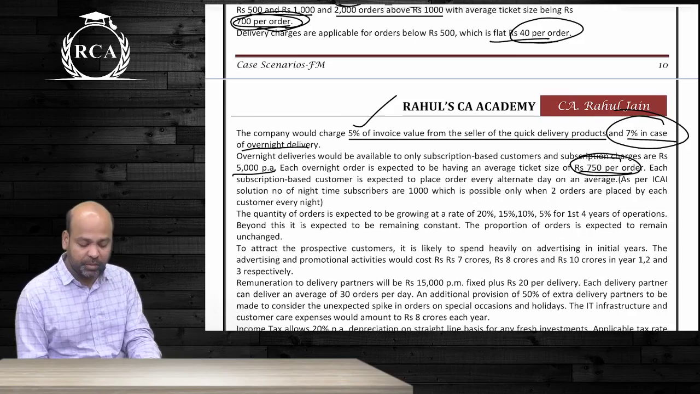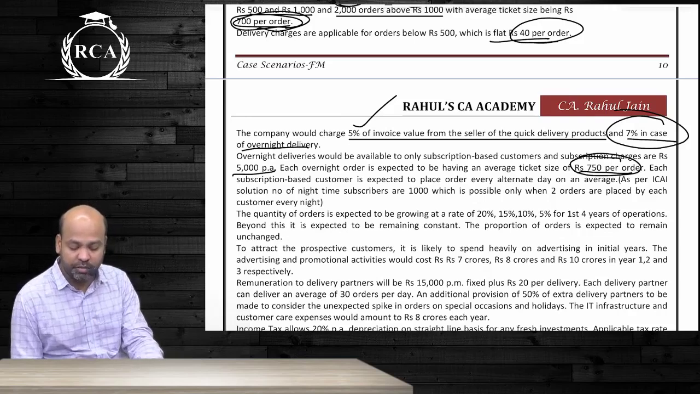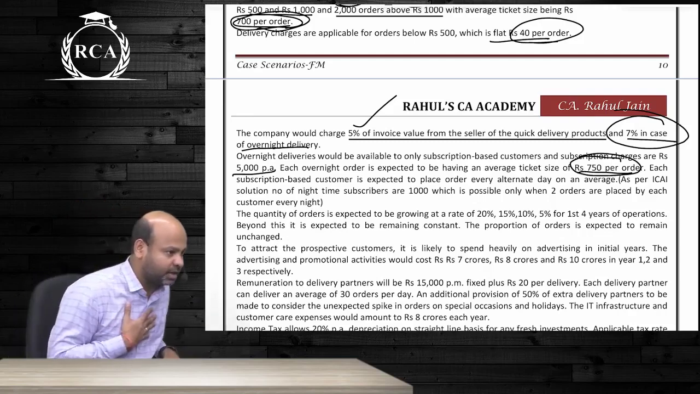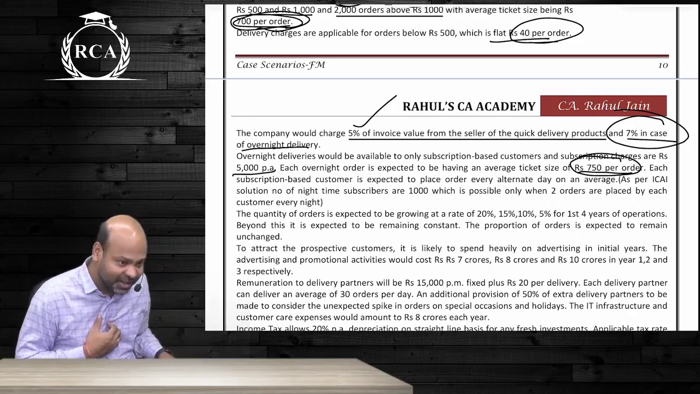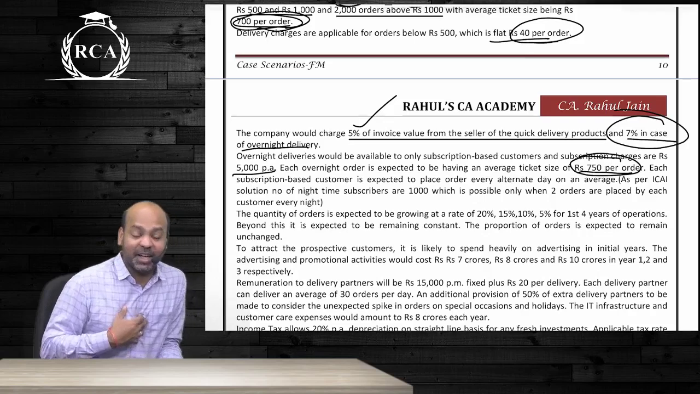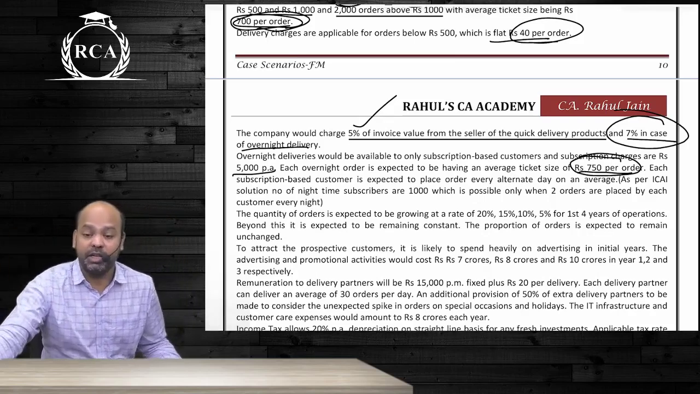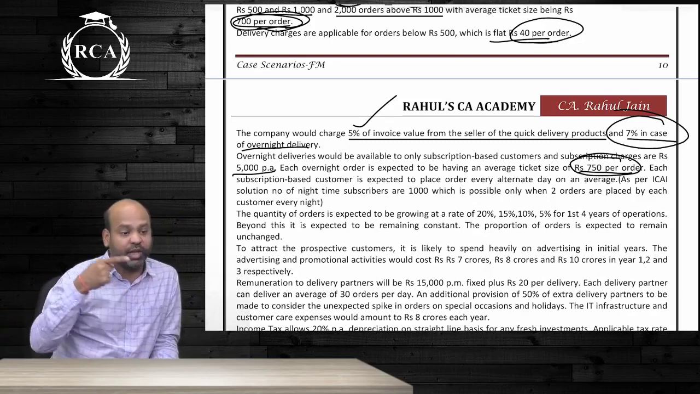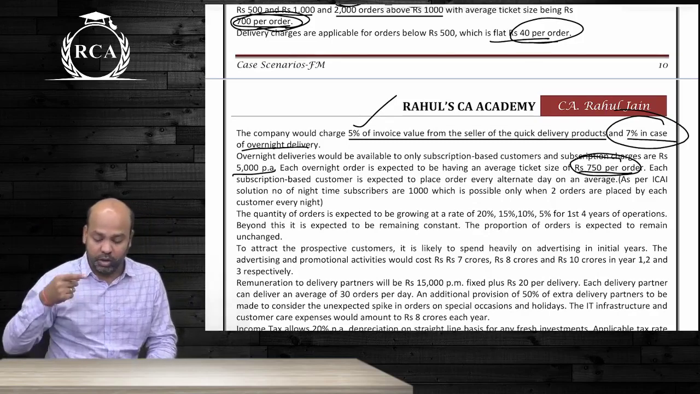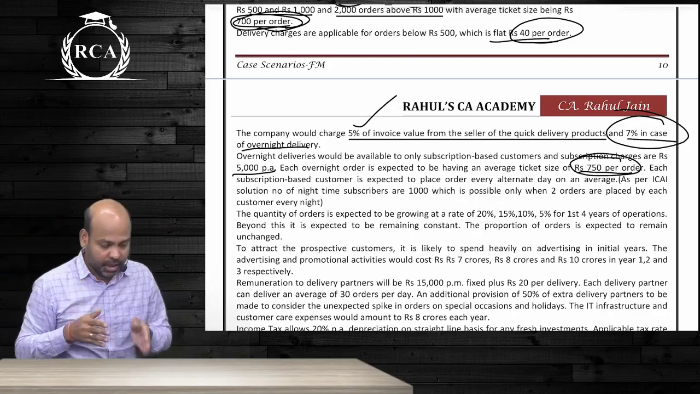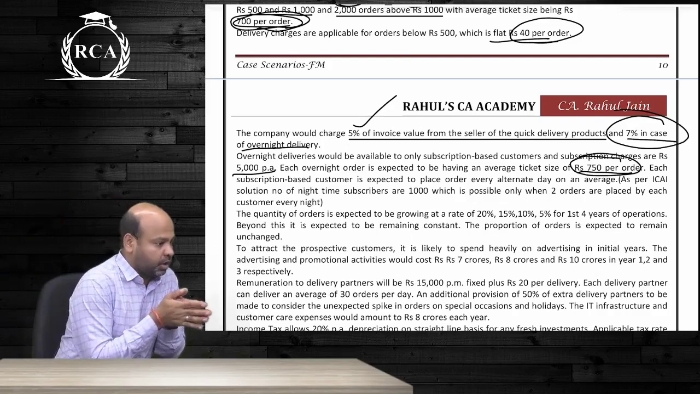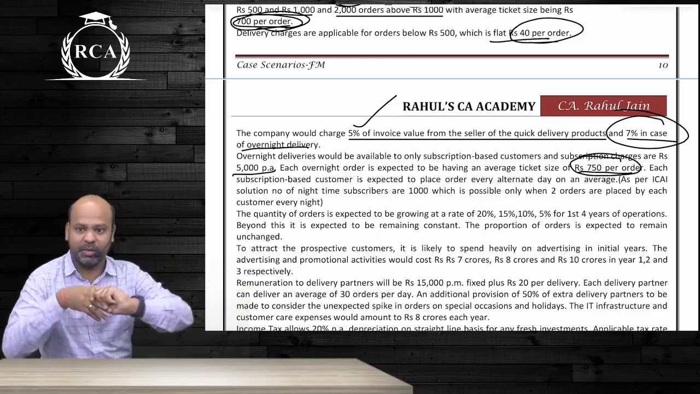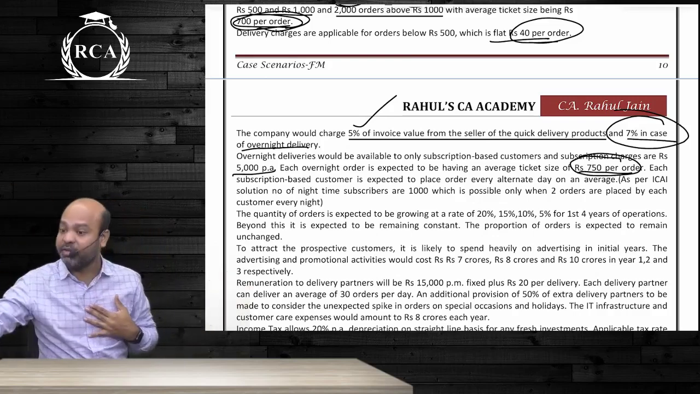Each subscription based customer is expected to place an order every alternate day on an average. Now going ahead as per ICAI, I added that because ICAI will not give it in the case study. Every night, guys, how many orders are we receiving? 2,000. This sentence says every customer is expected to place an order every alternate day. That means if I place an order today, I will place the next order day after tomorrow. After that I will wait for another one day, and then I will place an order.